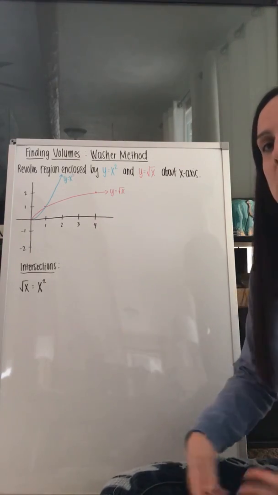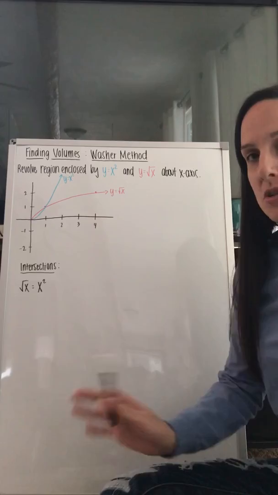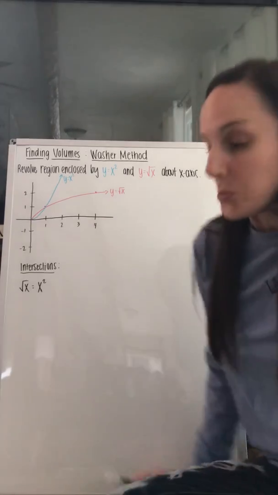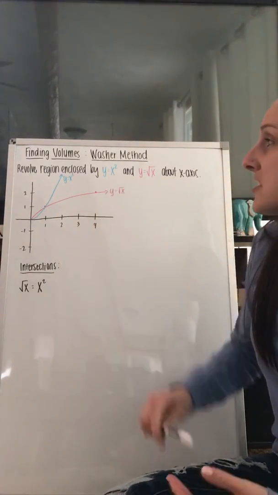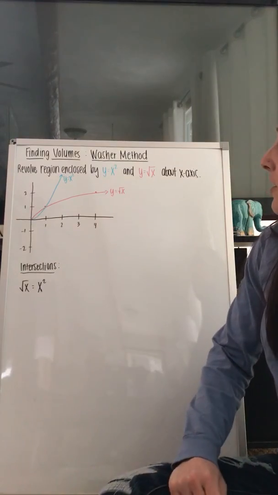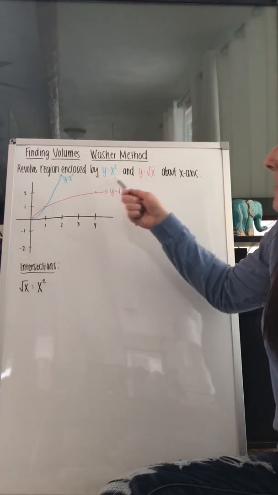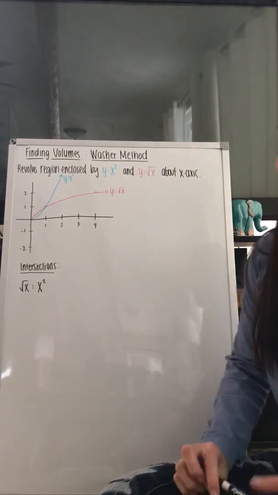This is still 5.2 in our book, so if you want to look in the book, it's still the same section that we're working with. So the first example that we're going to look at is revolving the region enclosed by the graph of y equals x squared and y equals the square root of x about the x-axis.